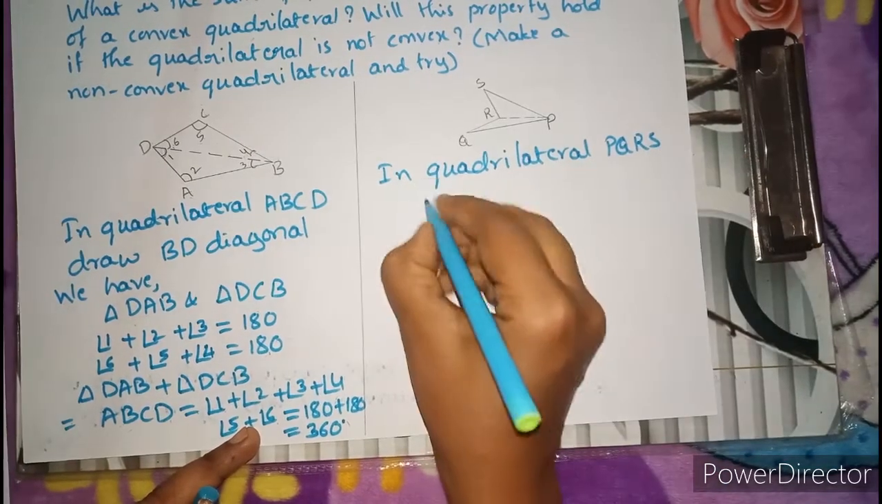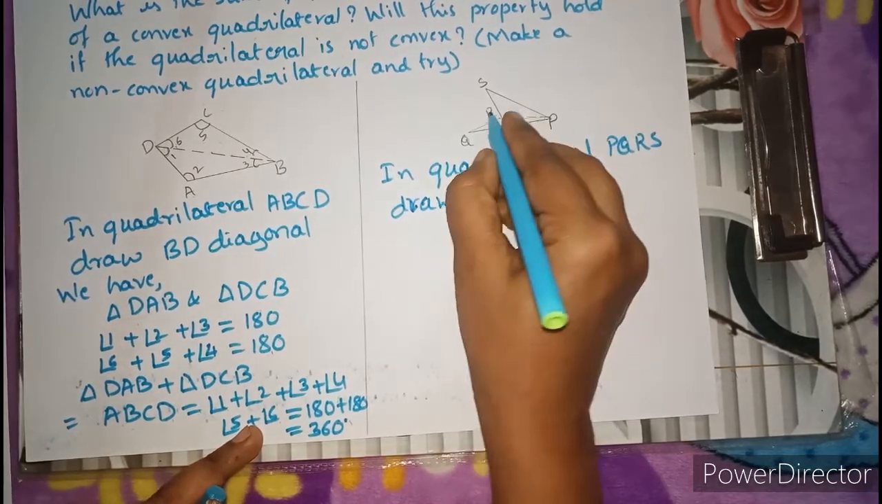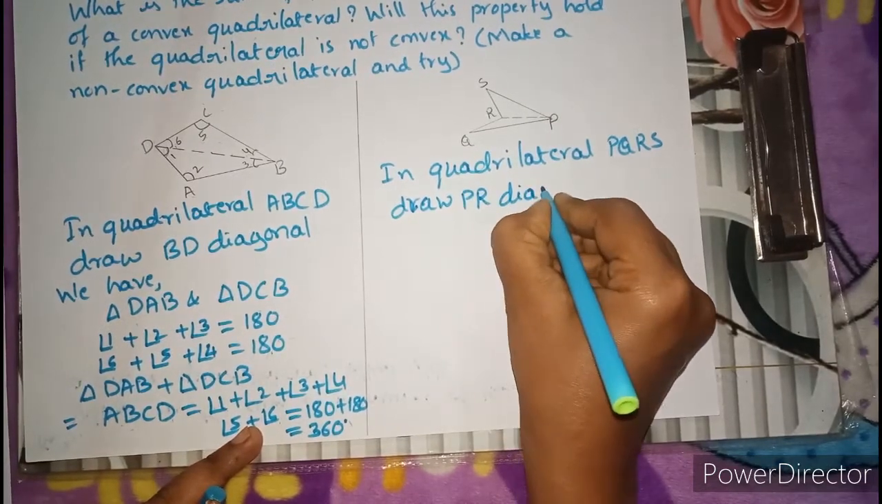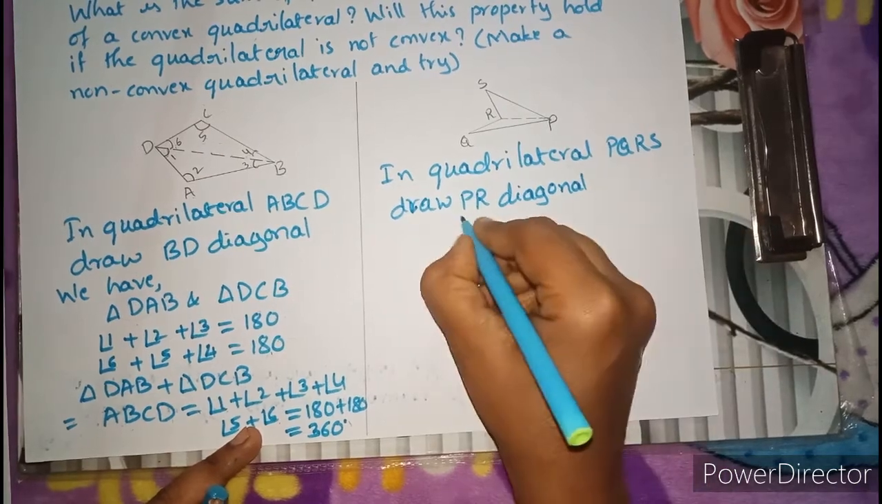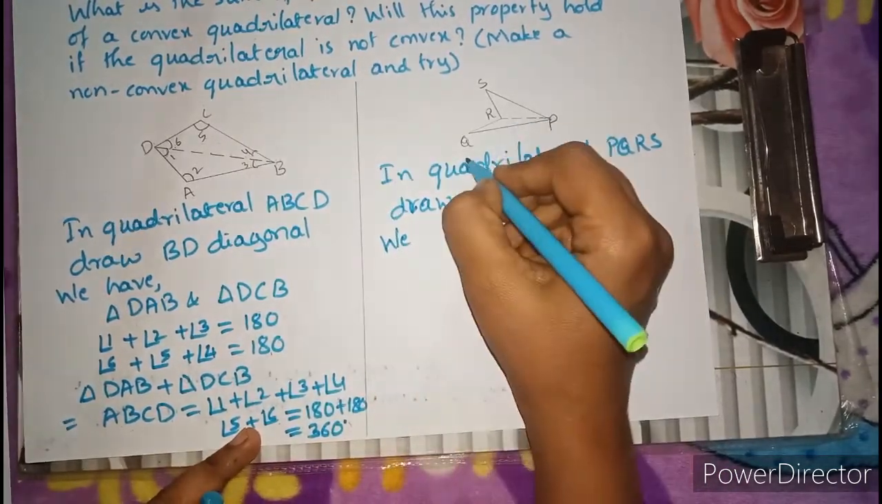PQRS, draw PR as a diagonal. Diagonal is PR. Okay. PR diagonal. So we have two triangles here.